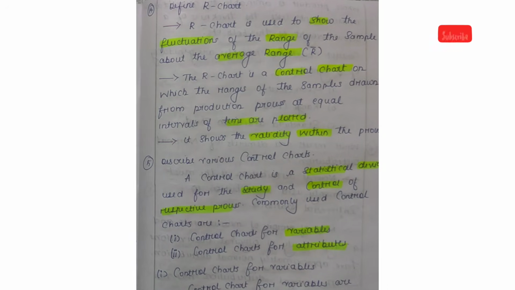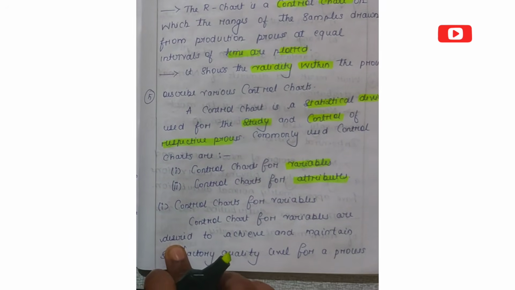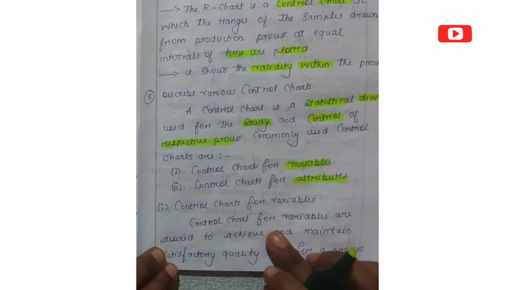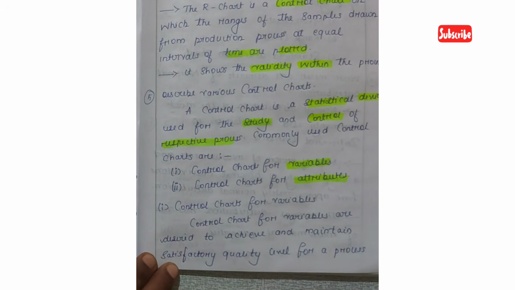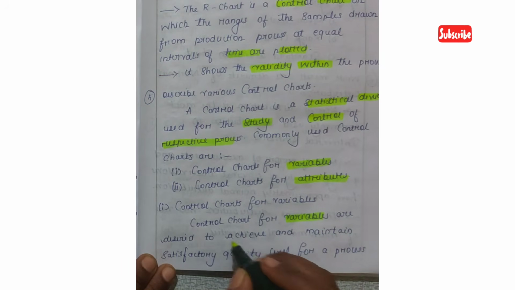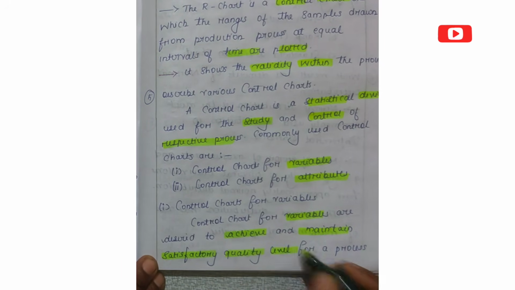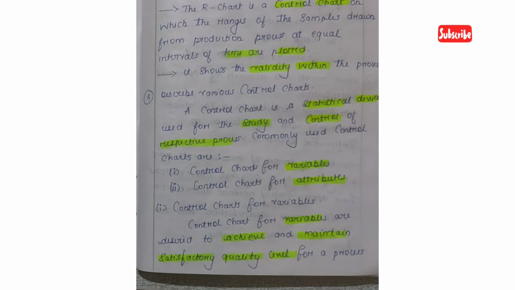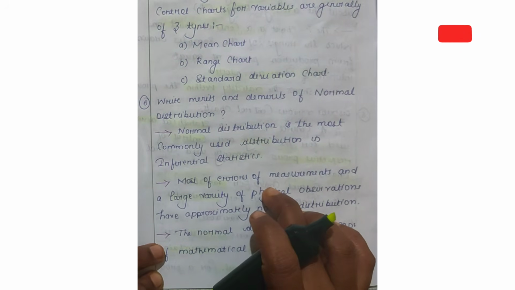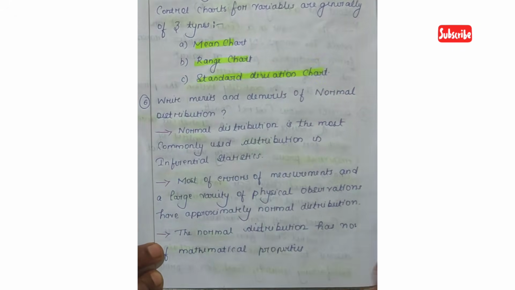Then control charts for variables. Control charts for variables are designed to achieve and maintain satisfactory quality level for a process. Control charts for variables are generally of three types: mean chart, range chart and standard deviation chart.